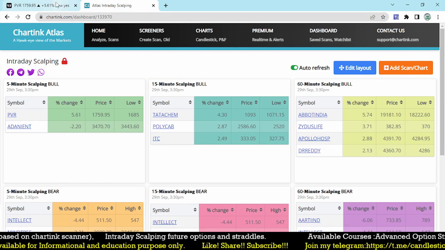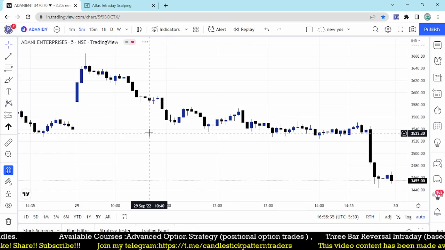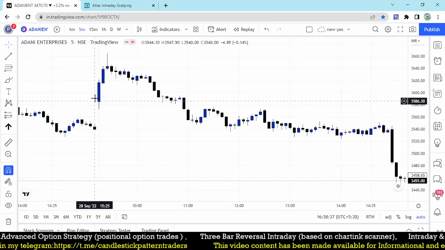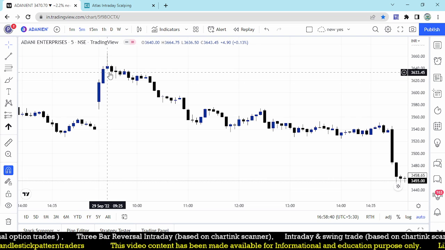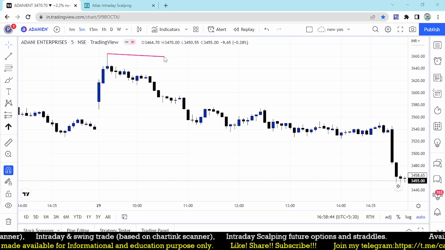The second stock we are going to focus on is Adani Enterprise, right? So let's look at this stock, where the first three consecutive green candles formed, but the market was not able to close over and above this level.